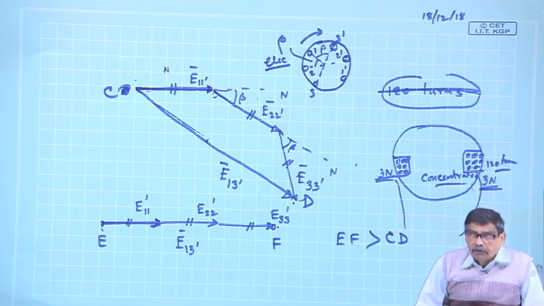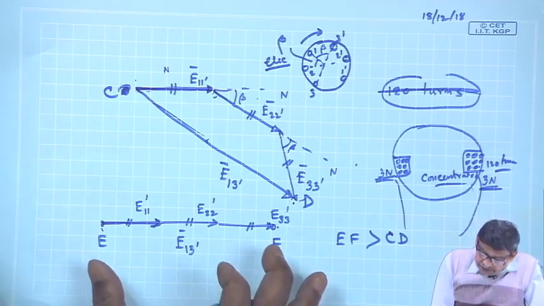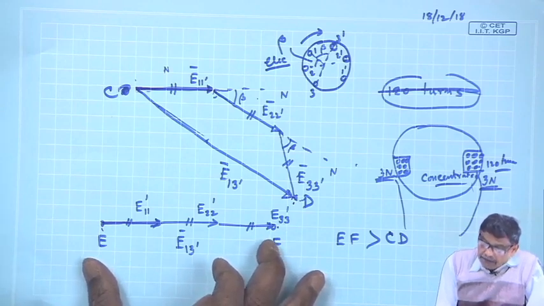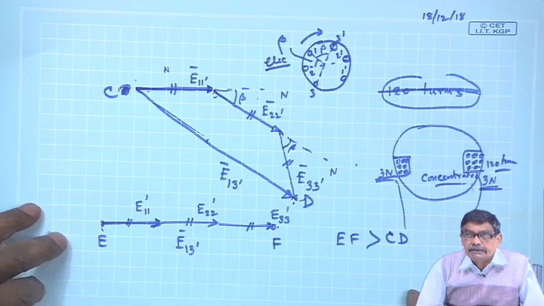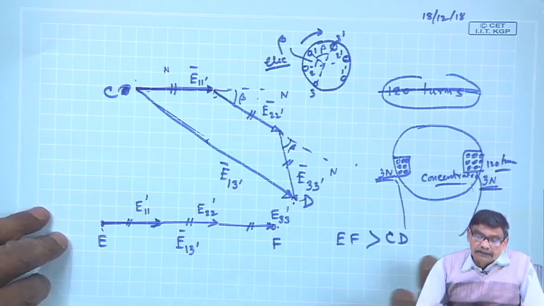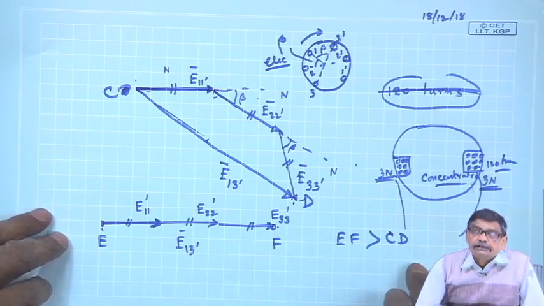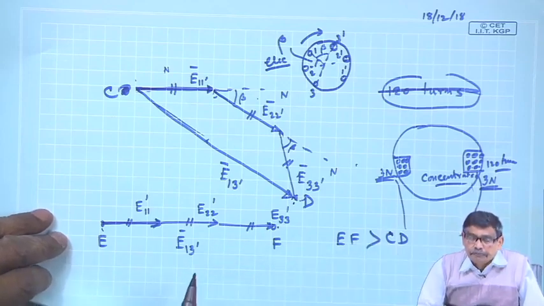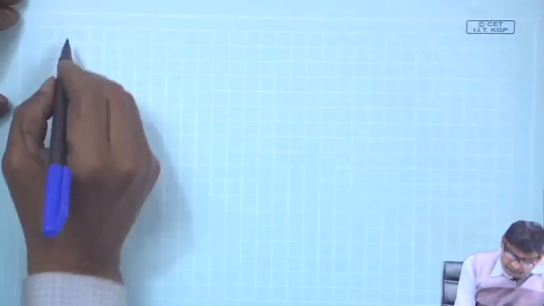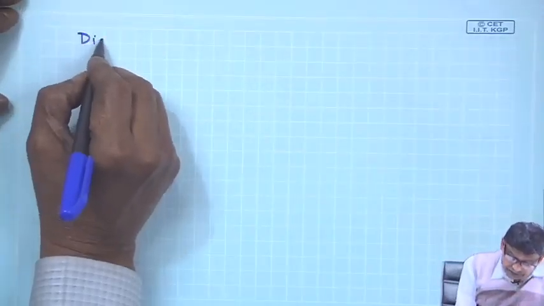So, I must now compare the resultant voltage available across the combination of the 3 coils connected in series when they are concentrated and when they are distributed, and what is their ratio. So, the problem statement is this, and in fact, this is called the distribution factor.